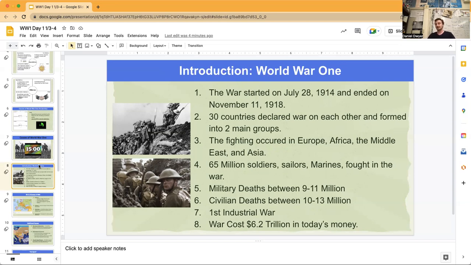The military deaths in this war are going to be between 9 and 11 million, but more importantly, we're going to see the civilian death toll be really high at 10 to 13 million. So this is going to be considered the first industrial war. And if you were using today's money, it cost an estimated $6.2 trillion. So those are just some introductory facts. So now let's get into the actual war.